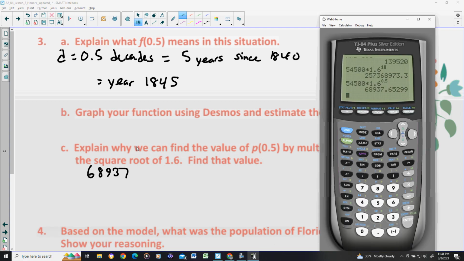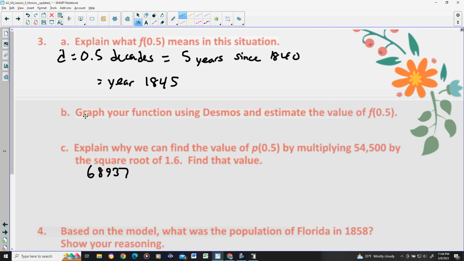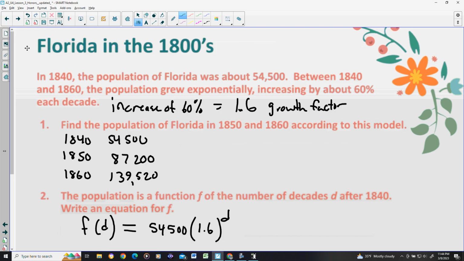Now, does that number make sense? Now there's 0.65, but really we're not going to count the fractions of a person. Okay, does that number make sense? Well, that number is certainly in between 54.5 and 87. So that number makes sense because it's in that correct range.